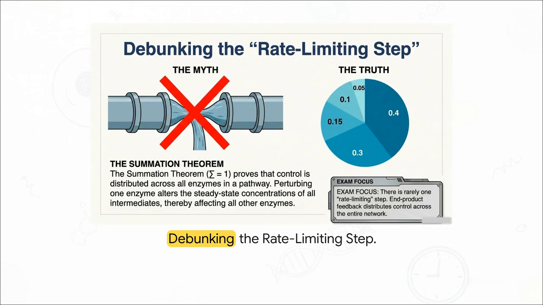As you can see mapped out here, perturbing just one enzyme ripples out, altering the steady-state concentrations of all intermediates and affecting literally every other enzyme. Because of end-product feedback, the control is smoothly shared by the whole system.